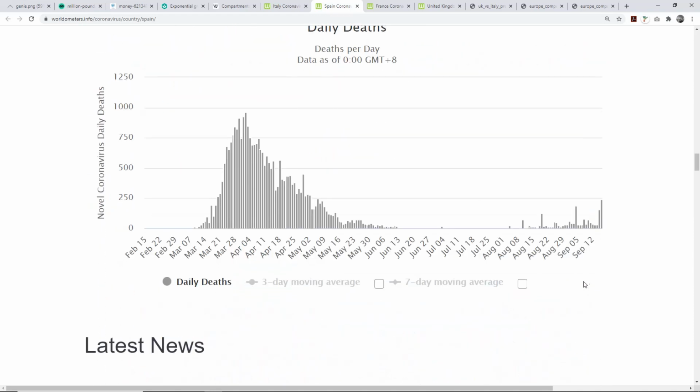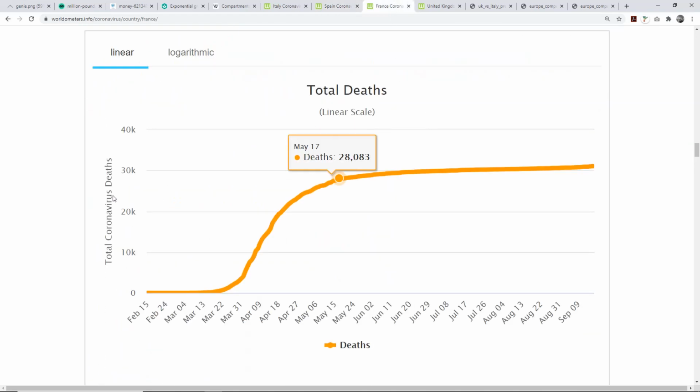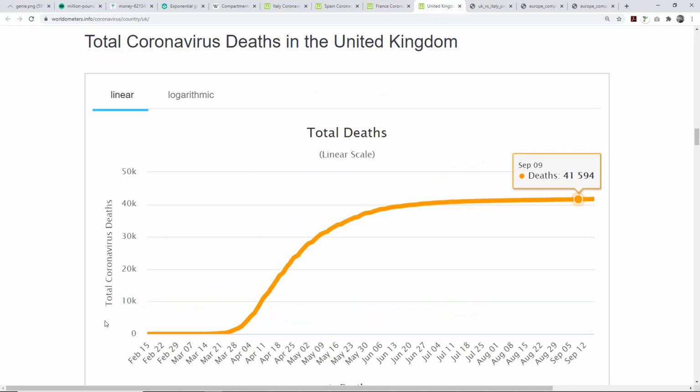If you scroll down to daily deaths, you can see that that's happening, albeit nowhere near as bad as it was in March or April yet. France is a very similar story, another S shape, so we see where it increased over time, levelled off and plateaued. And if we look at the United Kingdom, same story again.